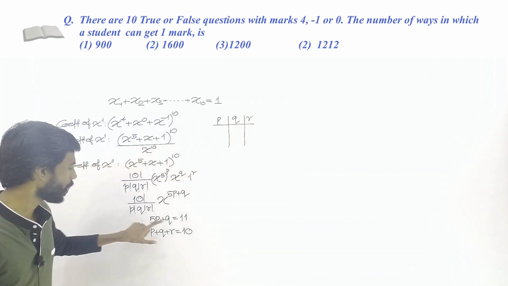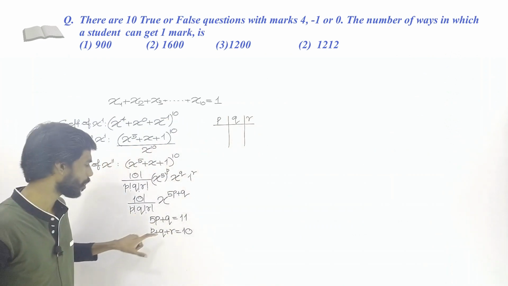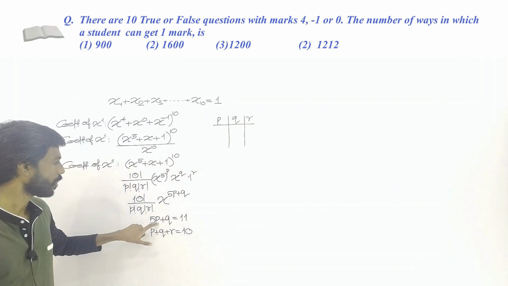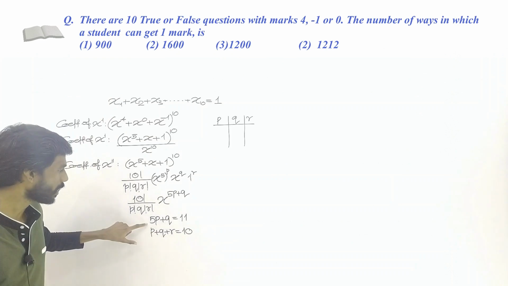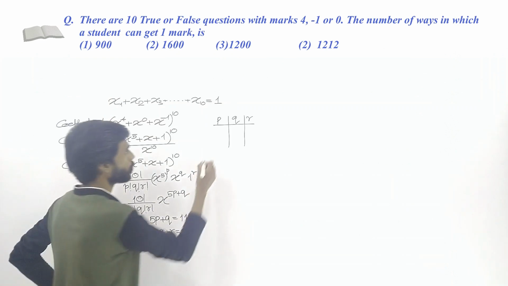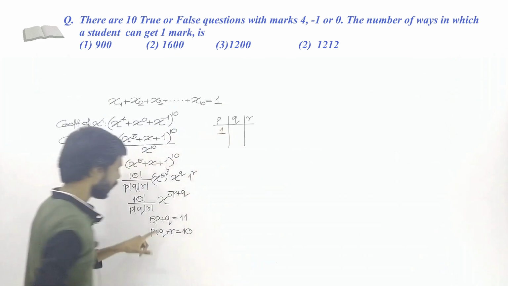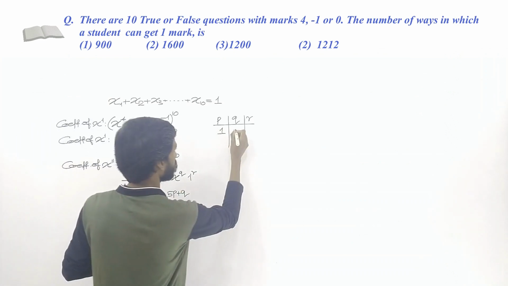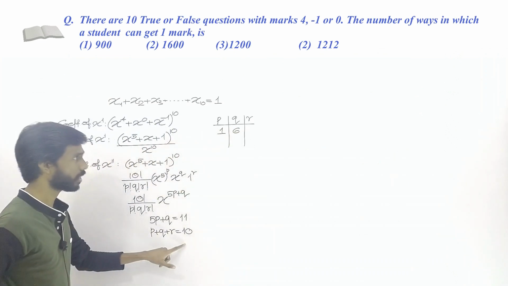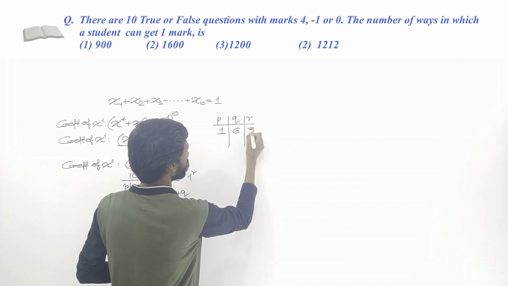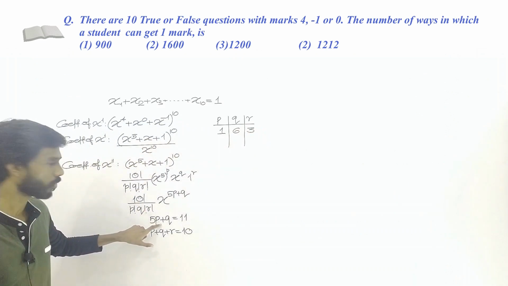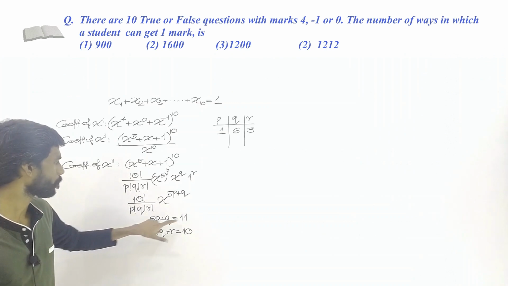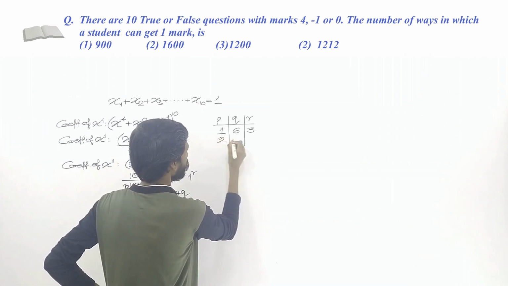Same, 5p plus q is 11. Let me take the smallest possible value. Suppose p is 0, then q must be 11, so that is not possible, since the maximum value is 10 only. So let us take the minimum value of p to be 1. Suppose p is 1, then q must be equal to 6, and the total value is 10, so that means r is 3. Okay, so this is one possibility. Similarly, let us take the next value of p, 2. Then q will be 1. So p is 2, q is 1.